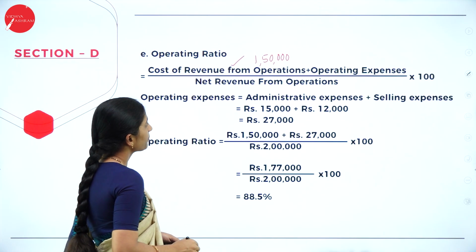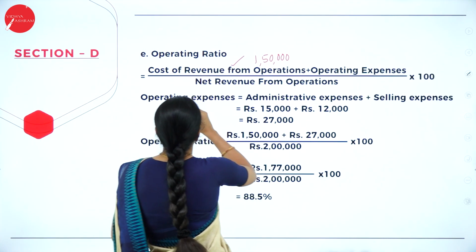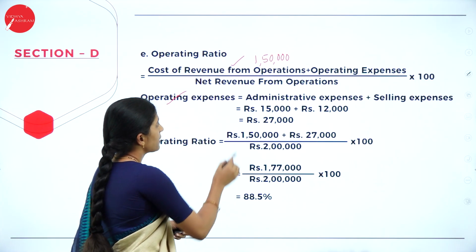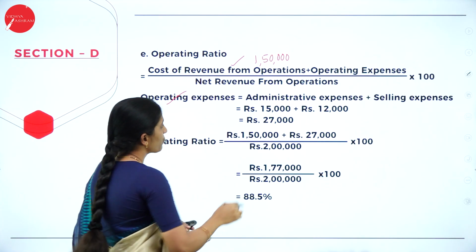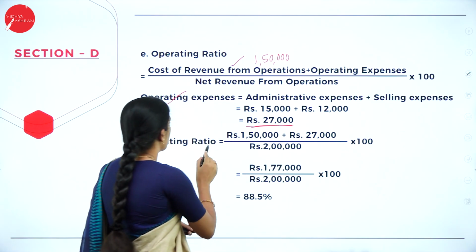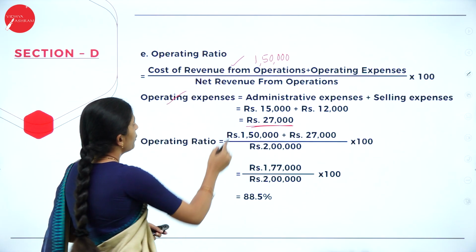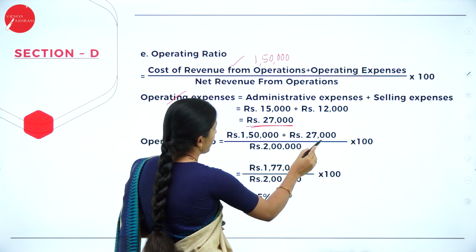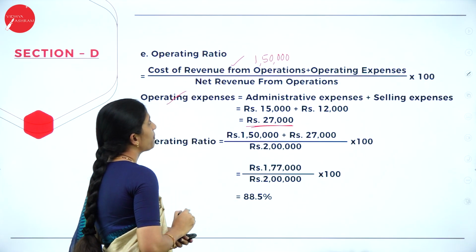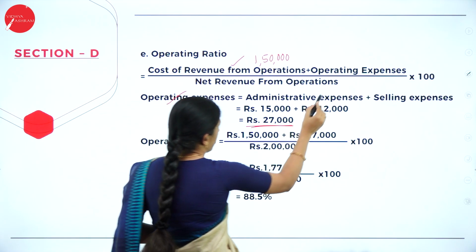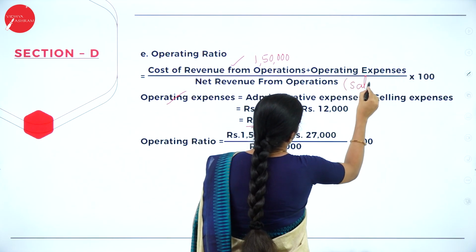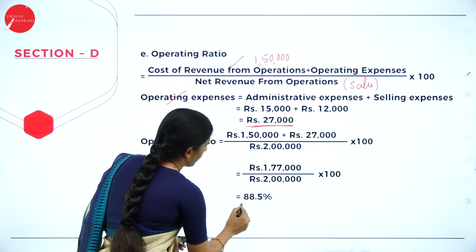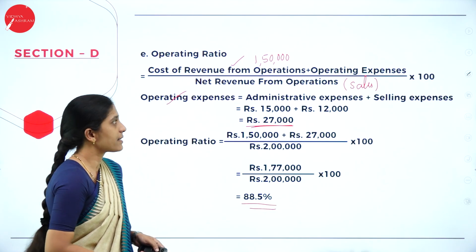So here, operating expenses is equal to administrative expenses plus selling expenses, 15,000 plus 12,000, so it is 27,000. So operating ratio is equal to cost of revenue from operations 1,50,000 plus operating expenses 27,000 divided by net revenue from operations, which is nothing but your sales, 2 lakh, into 100. When you calculate, you will get 88.5%.